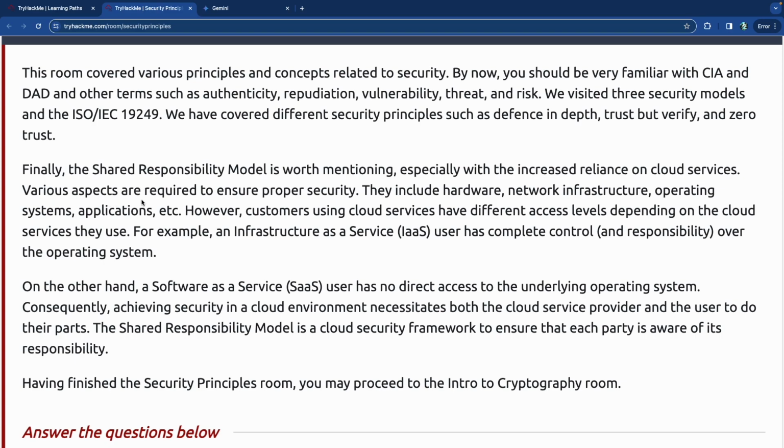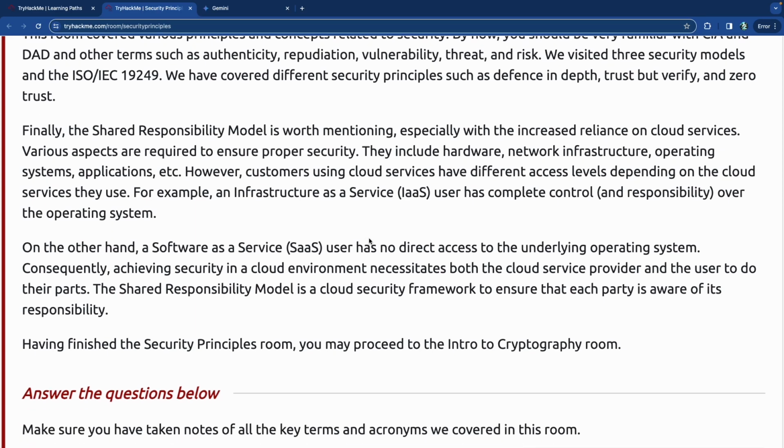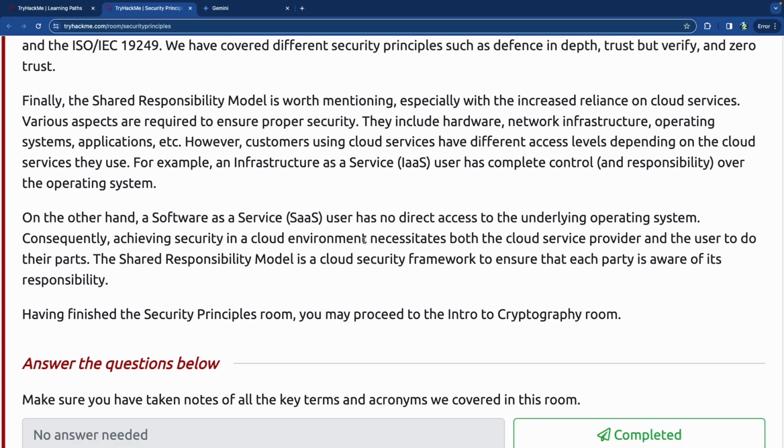Various aspects are required to ensure proper security. They include hardware, network infrastructure, operating systems and applications, and etc. However, customers using cloud services have different access levels depending on the cloud services they use. For example, an infrastructure as a service, IaaS, user has complete control and responsibility over the operating system. On the other hand, a software as a service user has no direct access to the underlying operating system. They just use the software as a service.